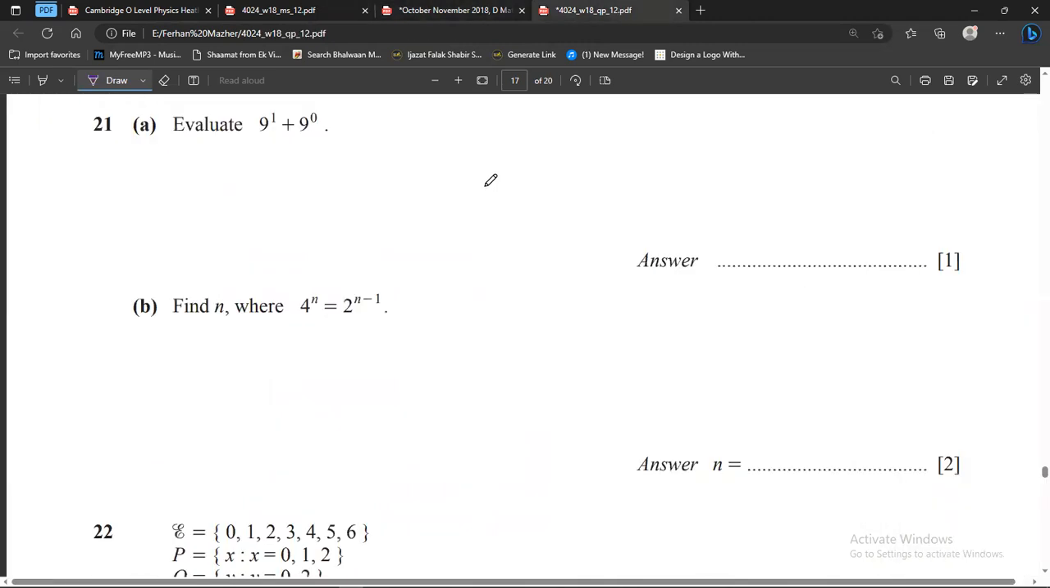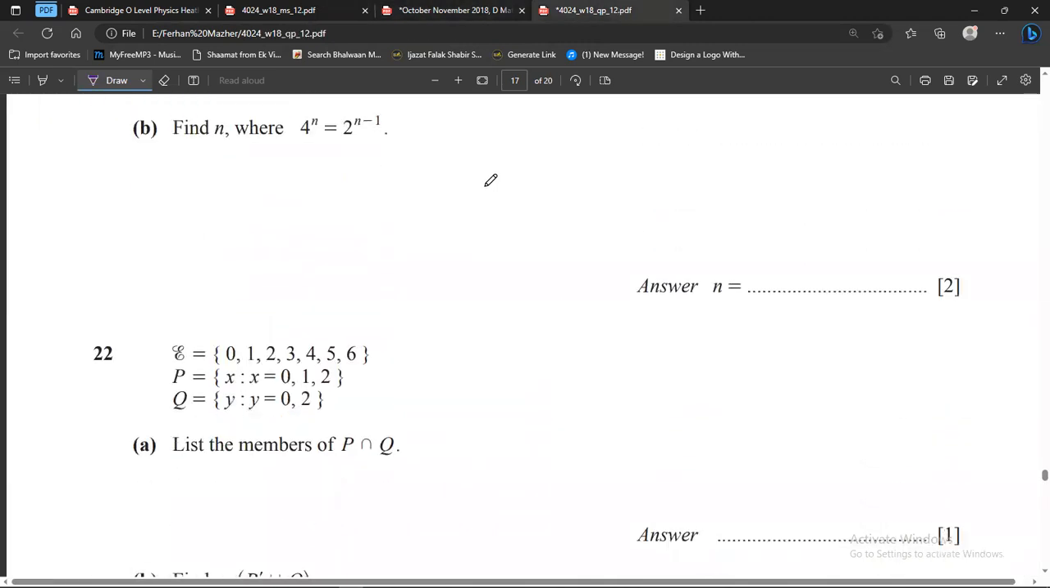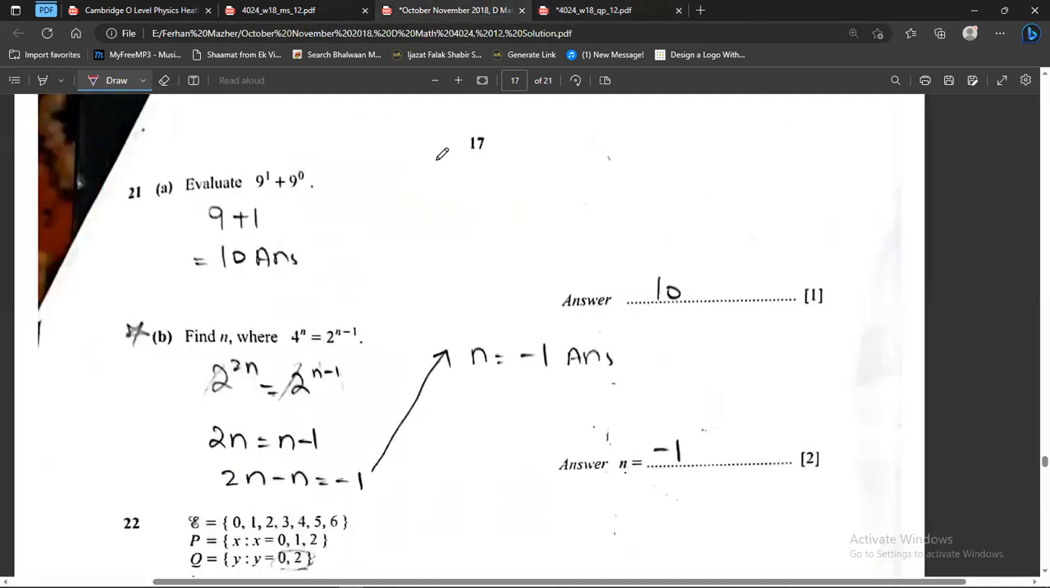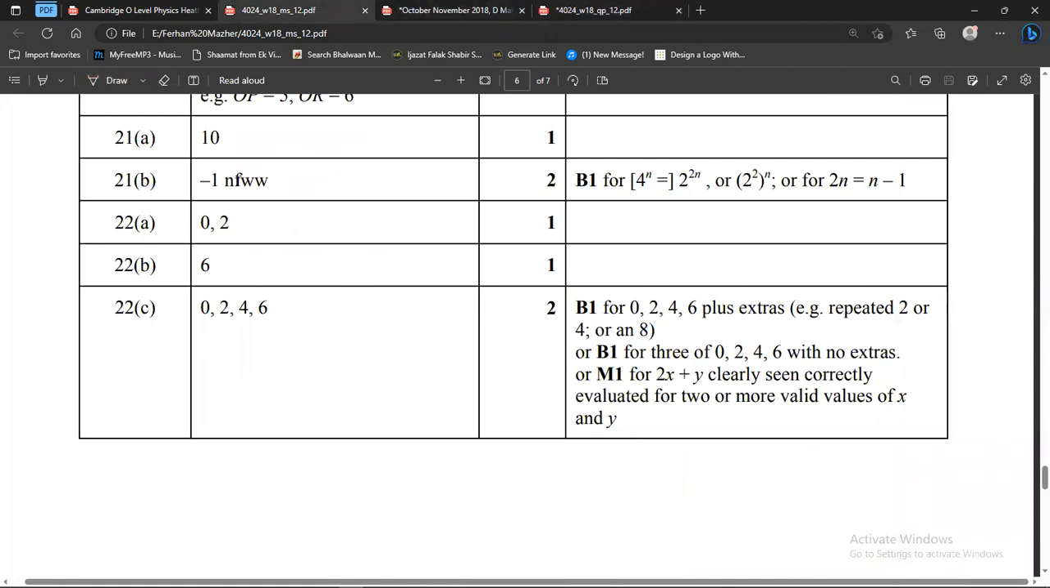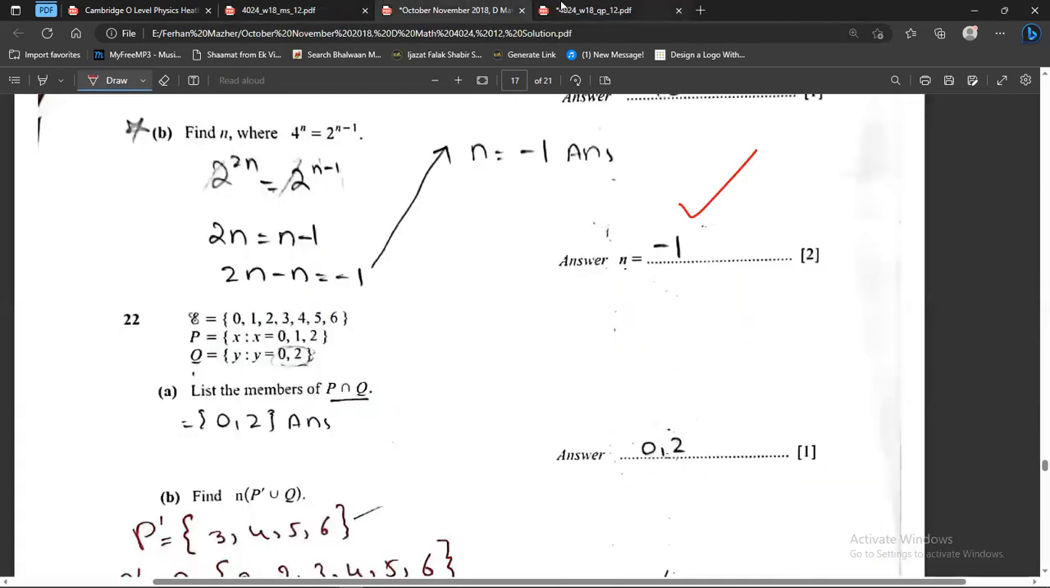Okay, then next part, question number 21, B part. He says, find n where 4 raised to power n is equal to 2 raised to power n minus 1. In the place of 4, I can write 2 squared. So on this side you will have 2 to the power 2n equals 2 raised to power n minus 1. These are equal and their bases are the same, so the powers can be compared. So 2n equals n minus 1, 2n minus n equals minus 1. So n equals minus 1, the value of n is minus 1. Our answer is right. This is the solution.